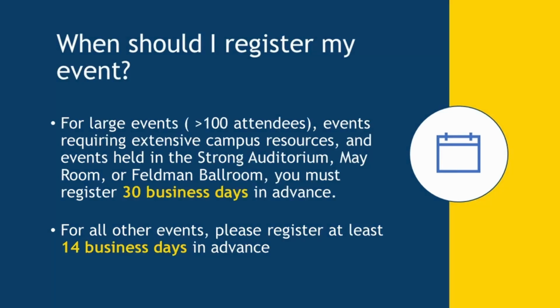Before looking at the form, let us discuss the activity registration timeline. For larger events with over 100 people, or events that will be in the Strong Auditorium, the May Room, or the Feldman Ballroom, we ask that you submit your activity registration request at least 30 days in advance. Activities with alcohol service or use of the ticket system also require 30 days advanced registration. For all other events, please register at least 14 days in advance.